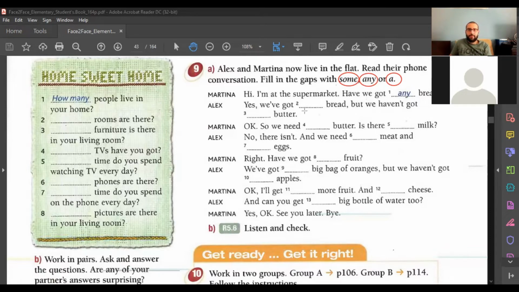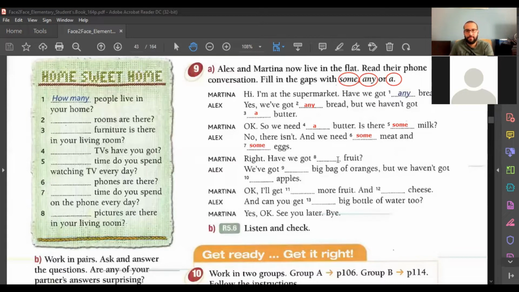Alex, yes, we have got a bird. We have any bird. I have any bird, but we haven't got a better, yeah. Martina, okay, so we need a better. Is there some milk? No, there isn't, and we need some meat and some eggs.